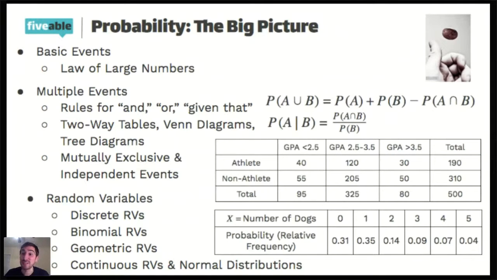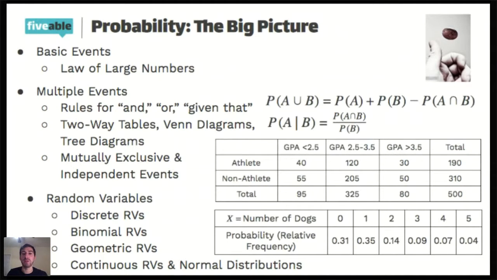The key phrase was given that. Given that is always code for what your denominator is going to be. And so in this case, given that they have a low GPA, that means out of 95, probability that they're an athlete, there's 40 athletes in that category. And so that's an application of the formula right above that table, where B is low GPA and A is athlete. So all the athletes with low GPAs out of all the people with low GPAs. Very, very good. Let's do another one.